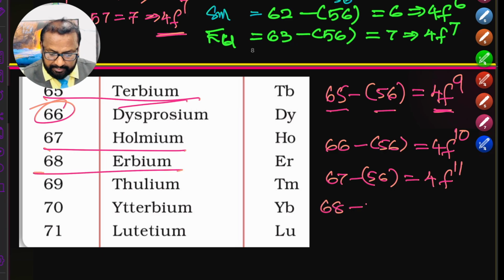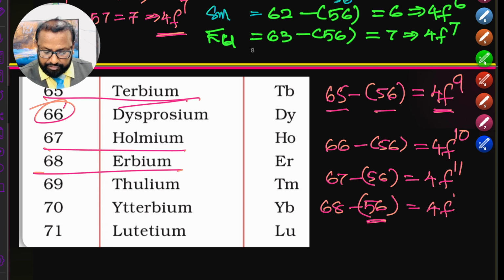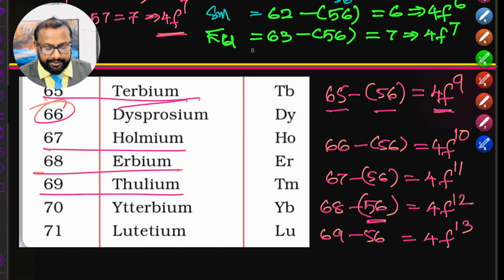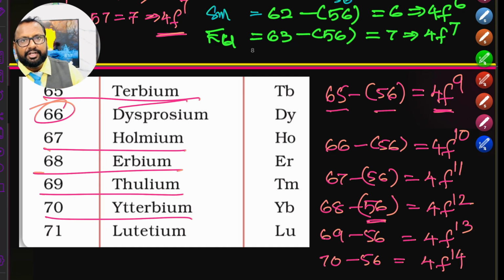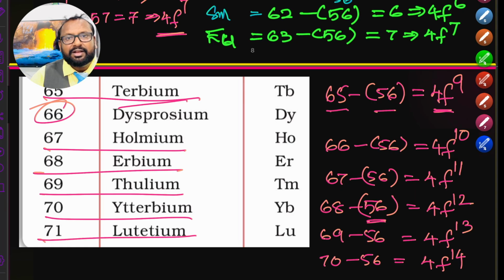In the same way, erbium. So 68 minus 56. Why am I subtracting 56? 54 plus 2, 56. So this gives me exactly f12 configuration, right? 69th element, thulium, 69 minus 56, again f to the power 13. As simple as that. And 70th element, ytterbium, so 70 minus 56 gives you f to the power 14. f14 are there.